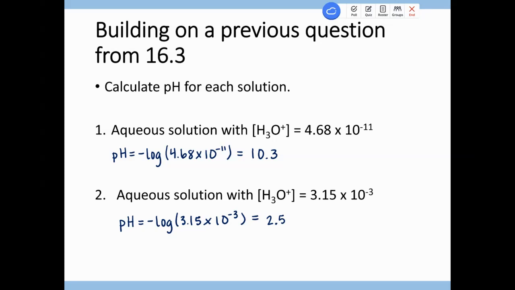Now we determined when we calculated concentrations of OH minus that this first solution is basic. So the concentration of H3O plus was low, OH minus is high. And the second solution is acidic with a higher concentration of H3O plus. But notice that the pH for the basic solution is higher than 7, than neutral water. The pH of the acidic solution is lower than 7. So more acidic solutions have lower pHs. Low pH, more acidic. High pH, more basic.